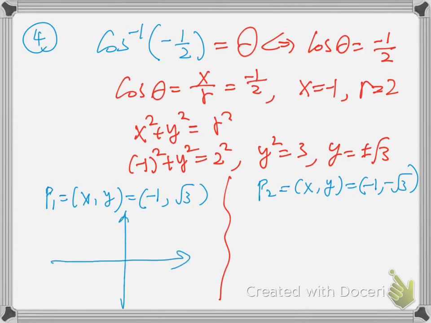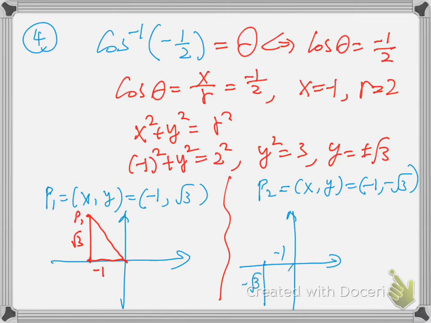So the first one, -1, positive radical 3. So this is our P1. And the second case is -1, negative radical 3. This is P2.